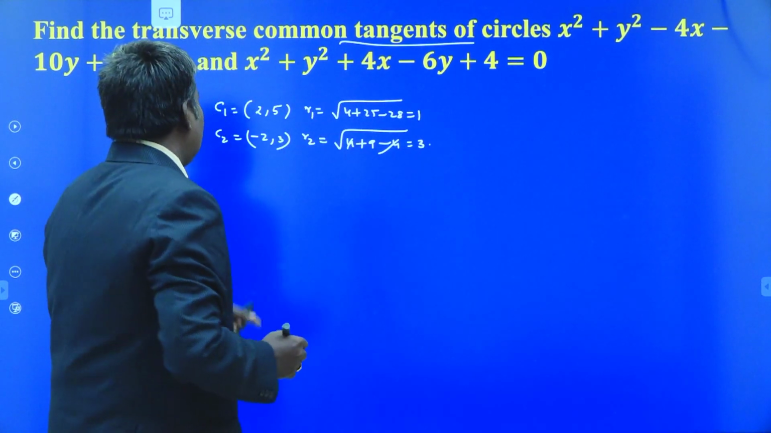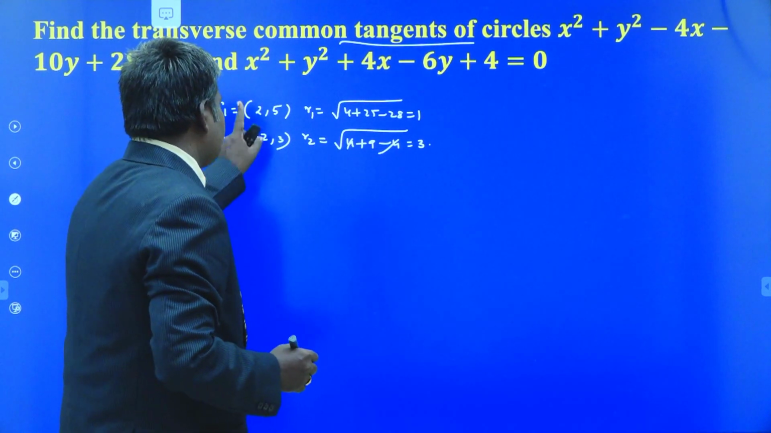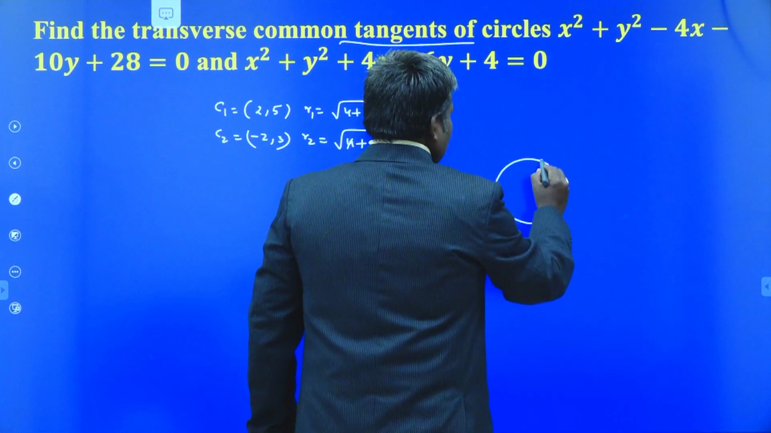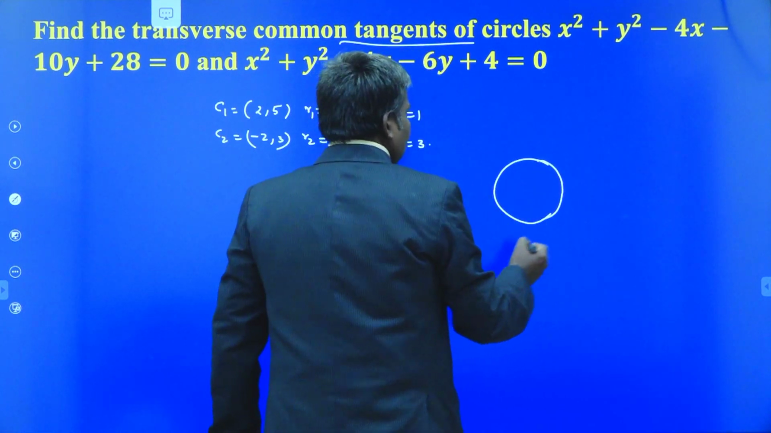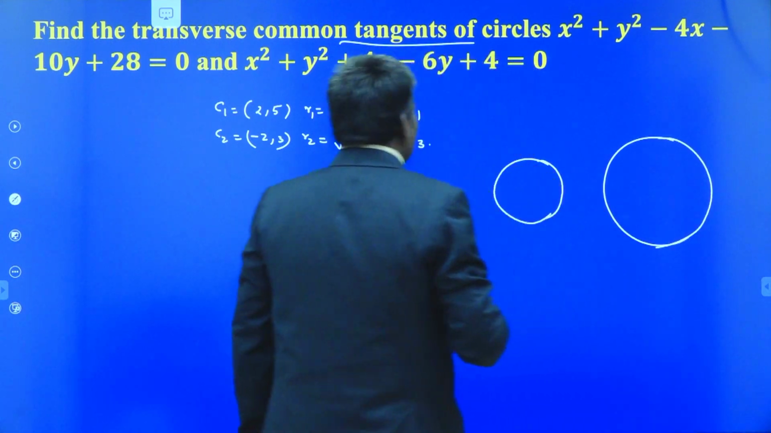So the first circle has radius 1 unit, the second circle has radius 3 units. Their centers are in this manner. Let us try to draw the rough diagram. This is the first circle of radius 1 unit. This is the second circle of radius 3 units.